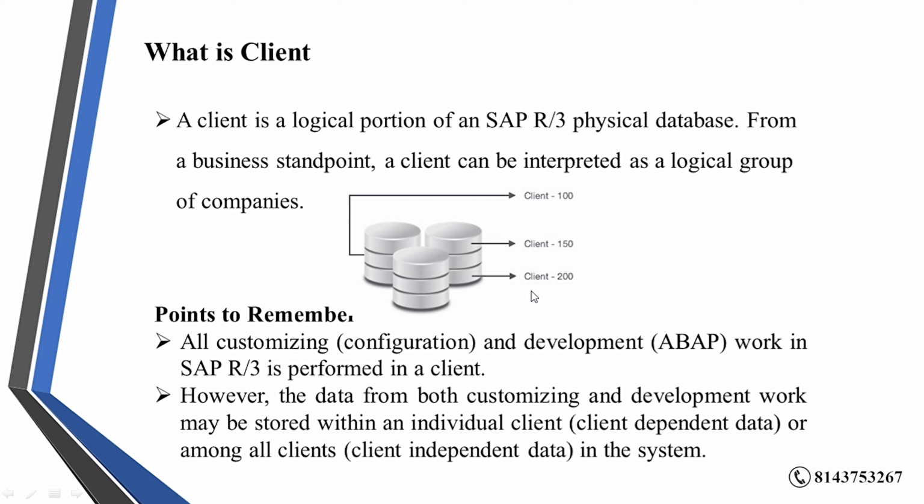So simply I will differentiate these clients. 100 client is for development, 150 client is the test client. We will do the developments in 100 client and we will test in 150 client. Like that we can differentiate each client.